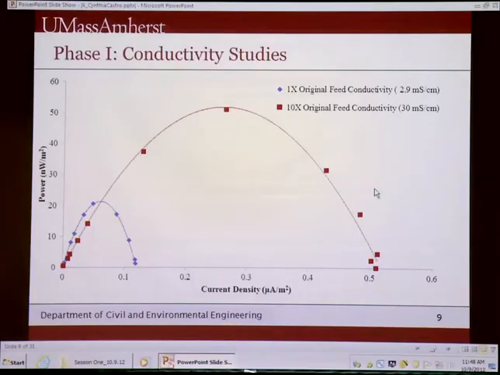After we did those studies, we also did some conductivity studies because we know that real human waste will be high in conductivity. We saw that by increasing the conductivity of our feed by 10 times the original, the power increased about 2.5 times the original. This was a short-term study, and we also did some long-term studies, but the data was very inconclusive as of now.